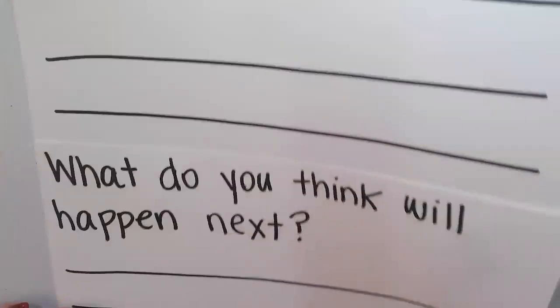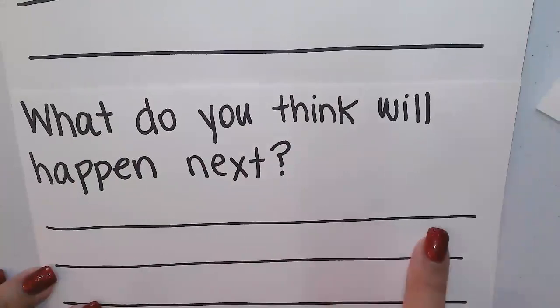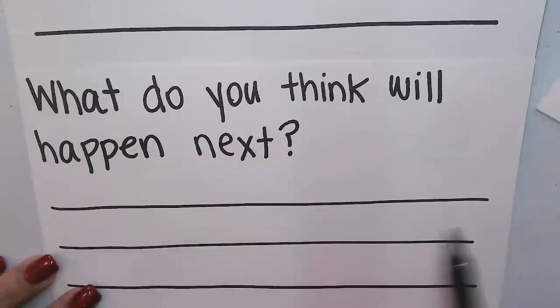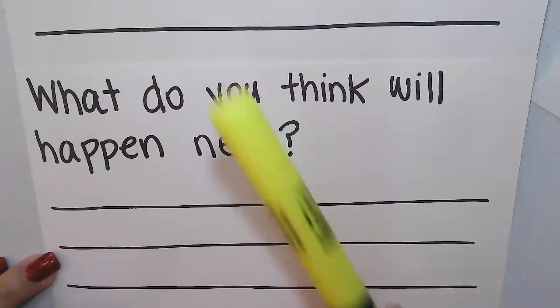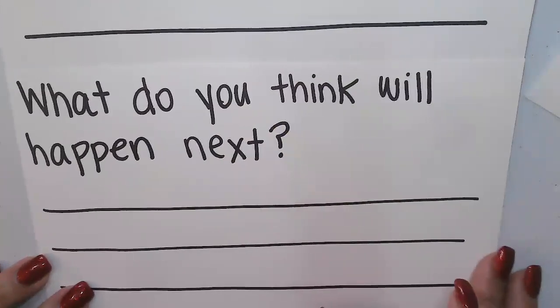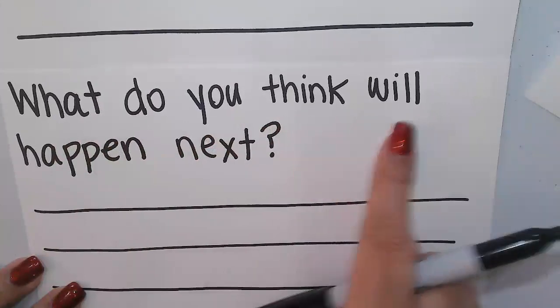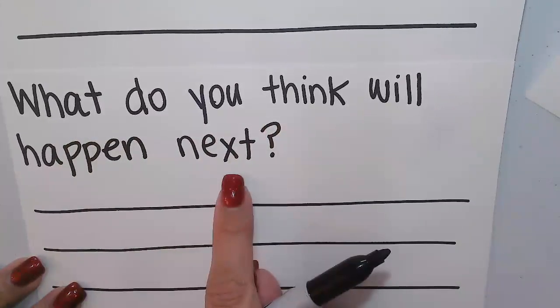Now, here at the bottom, you do not have to copy this question, but I do want an answer on the lines. If there's no lines on your paper, go ahead and draw some lines. I'll give you a pause so you can go ahead and do that. Now it says here, what do you think will happen next? What do you think will happen next?